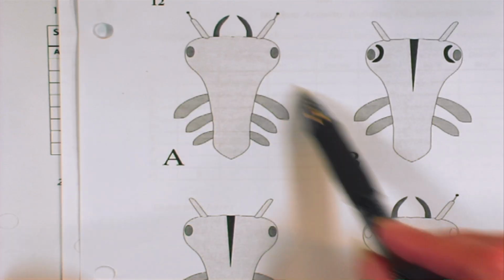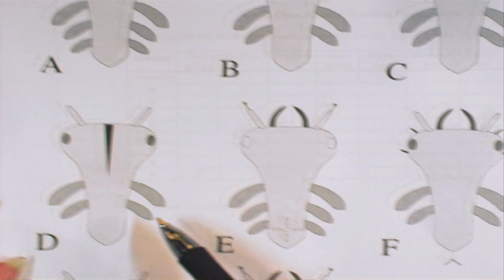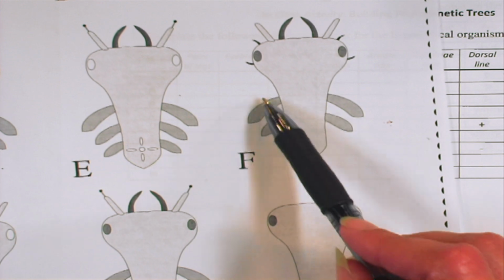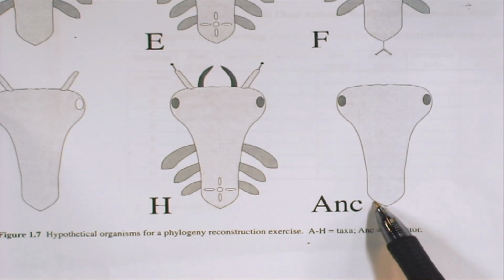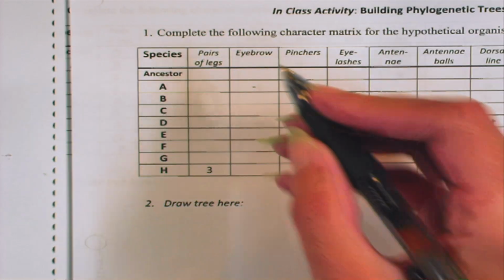If we take a look at A here, you can see that there's 3 pairs of legs. 1, 2, 3. B has 2 pairs. C has 2 pairs. D has 2 pairs. E has 3 pairs. F has 2 pairs. And of course, the ancestor has 0. H has 3 and G has 0. So let's go ahead and fill that in.